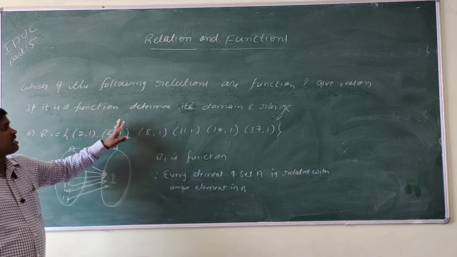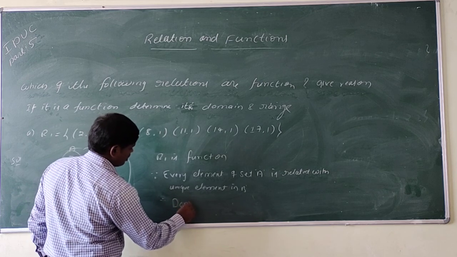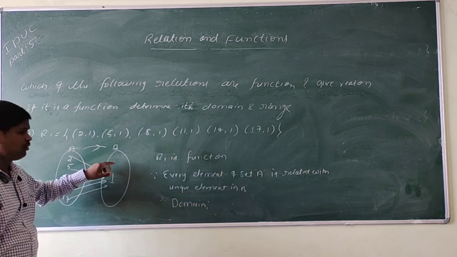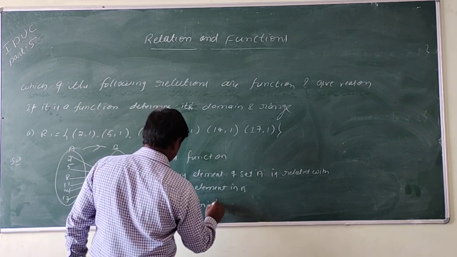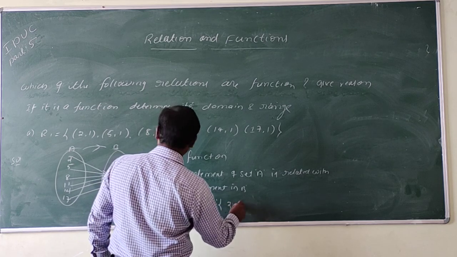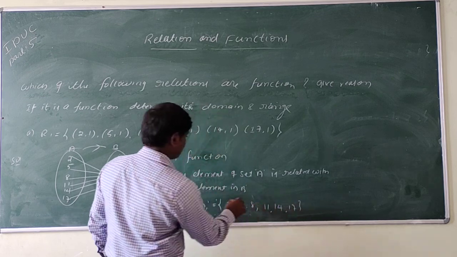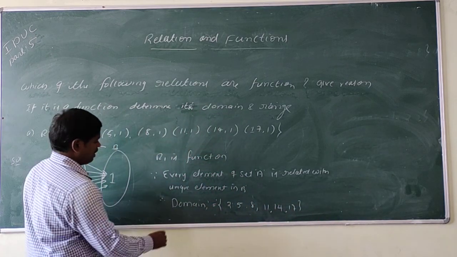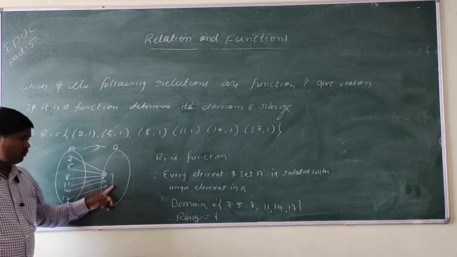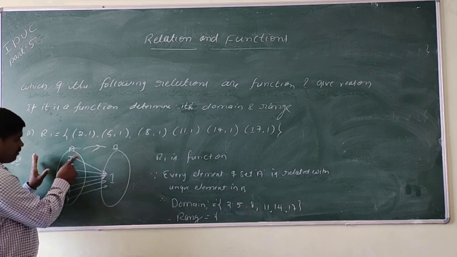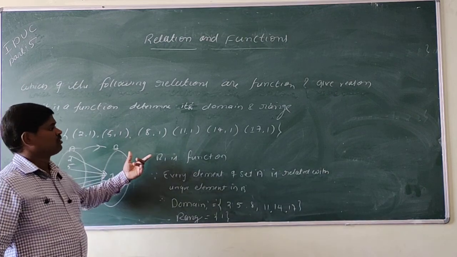Next, since it is a function, we need to find the domain and range. If the function f is from A to B, then the set A is taken as the domain. So domain = {2, 5, 8, 11, 14, 17}. This is the domain of the function. And range is the set of all images. The element 1 is the only image of all the elements. Therefore, range is {1}. It consists of only one element. So write it down.